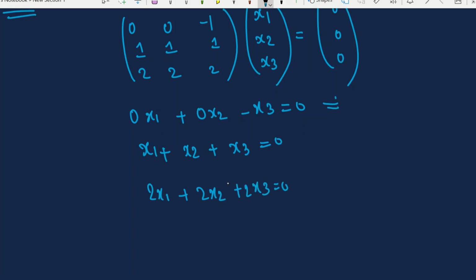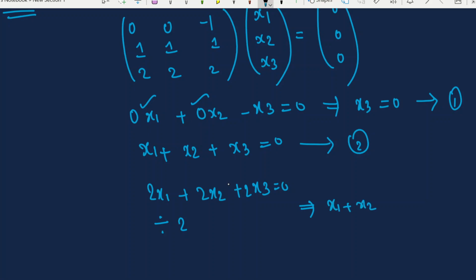From here, because the first one is 0, the second one is 0, minus x3 is equal to 0, which implies that x3 is equal to 0. This is the first equation. This is the second equation. Here 2 is the common divisor. If you divide the entire equation by 2, x1 plus x2 plus x3 is equal to 0. So this is the third equation. So equations 2 and 3 are the same.